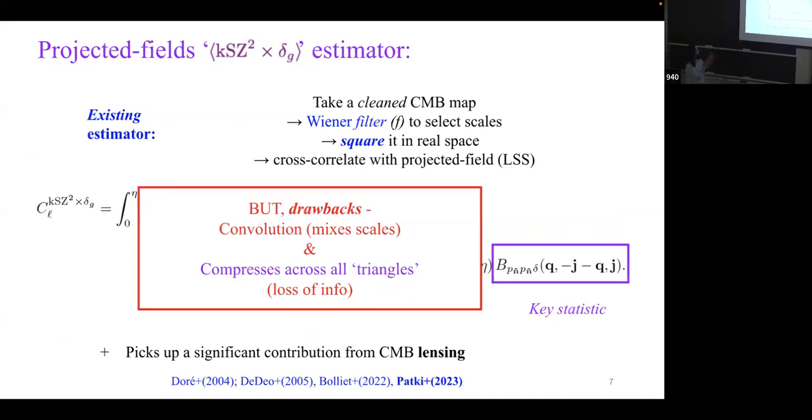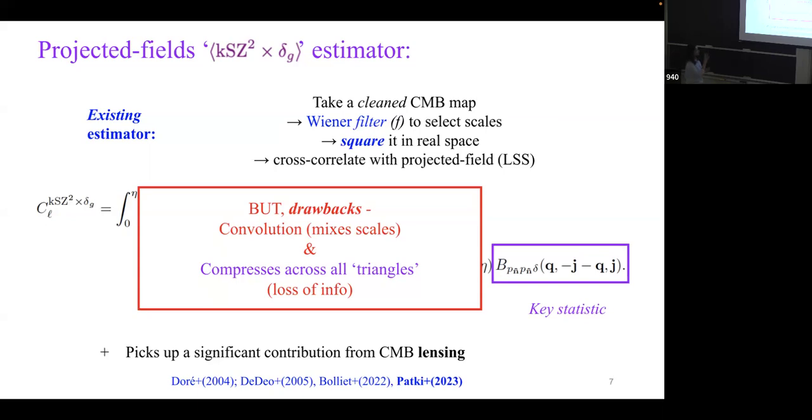So basically, what has been done in this existing estimator is you take a clean CMB map, a component-separated clean CMB map. Essentially what you'll have is primary CMB plus kSZ in your component. Then you Wiener filter it to select the kSZ-dominated small scales. Then you square it in real space, and then you cross-correlate with your projected galaxy field. That is what was done so far in the kSZ squared estimator.